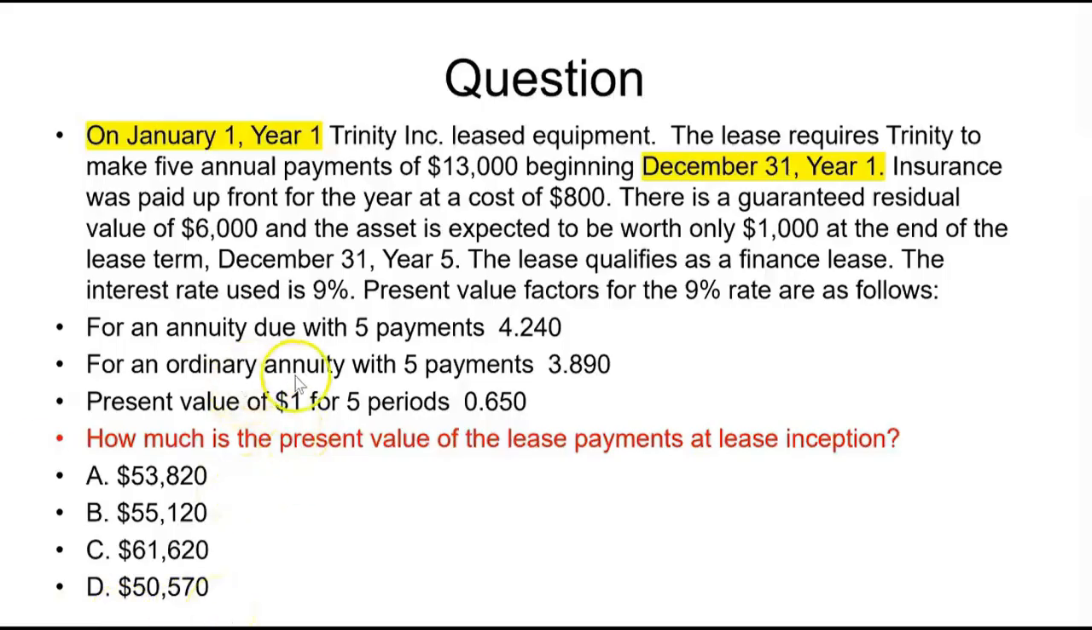Remember, we use the ordinary annuity, 3.89, not the 4.24, because there's no immediate first payment. So it's not an annuity due factor, it's an ordinary annuity factor. If the first payment was January 1st, year 1, then we would have used the 4.24. So we'll ignore 4.24, don't use that. Use the 3.89, multiply it by the payments of $13,000, and that's where we got $50,570. And we said if there was no guaranteed residual, the answer would be letter D.